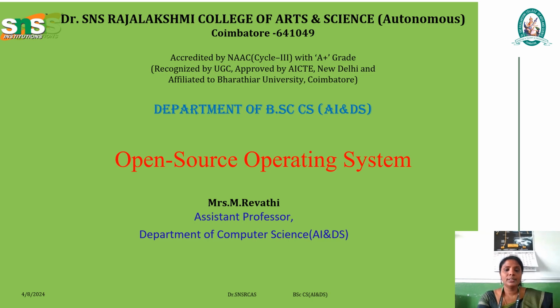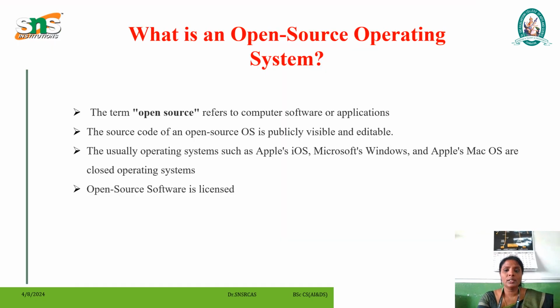Today we are going to discuss open source operating systems. So what is an open source operating system? The term open source refers to computer software or an application where the owners or copyright holders enable the user or third parties to use, see and edit the product source code. The source code of an open source OS is publicly visible and editable.